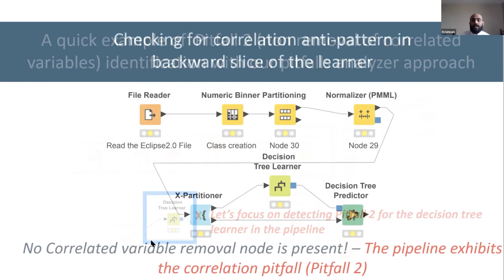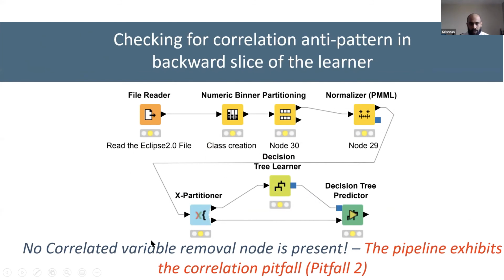So which we see through this graph. So this forms the pipeline path that only comprises the decision tree. From observing this, we could see that it exhibits the correlation pitfall, right? Because there is no correlation filter that removes the correlated variables.